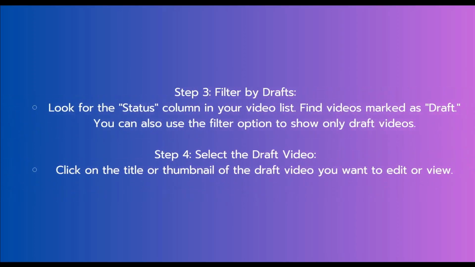Third step is to filter by drafts. Look for the status column in the video list. Find videos marked as draft. You can also use the filter option to show only draft videos.